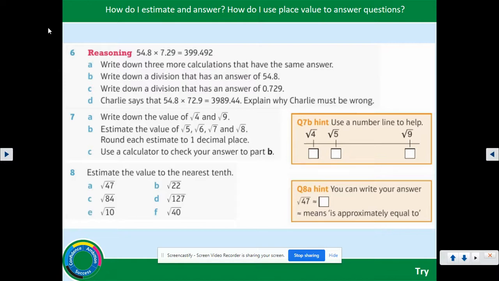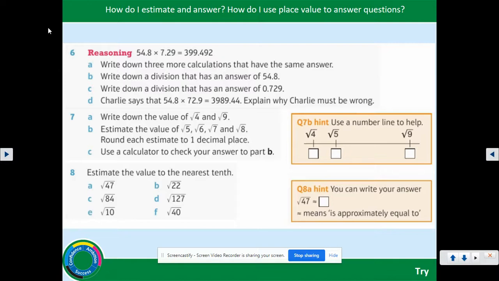Question 7 says write down the value of root 4 and root 9. So you should know those. Part B says estimate the value of root 5, root 6, root 7 and root 8. Round each estimate to one decimal place. Use the two facts that you know for root 4 and root 9 to help you find an estimate for root 5, 6 and 7. Then part C, use your calculator to check the answers to part B.